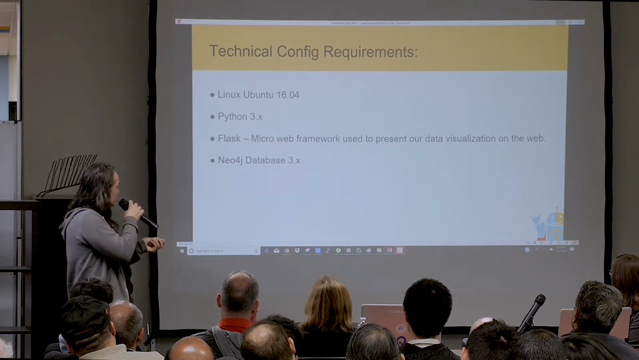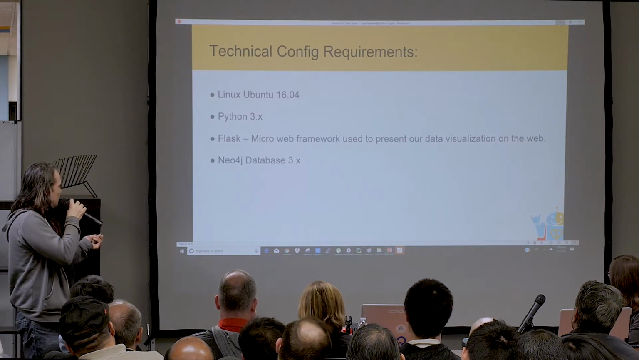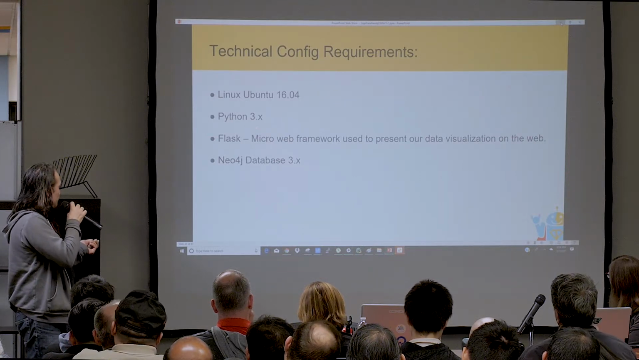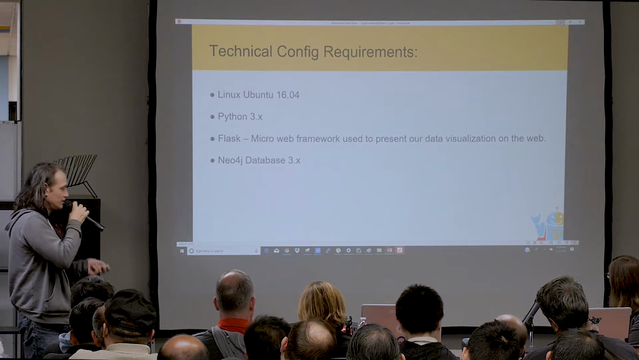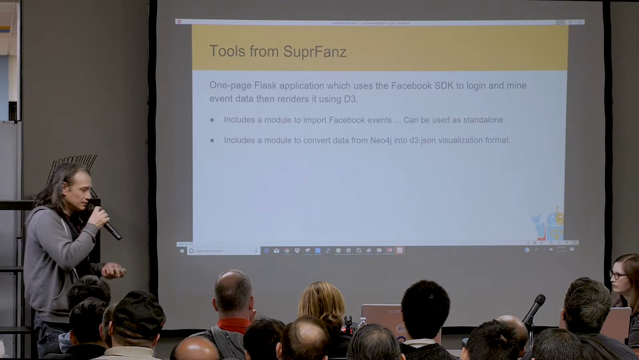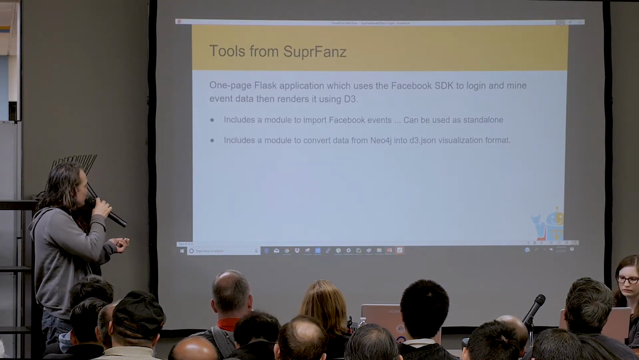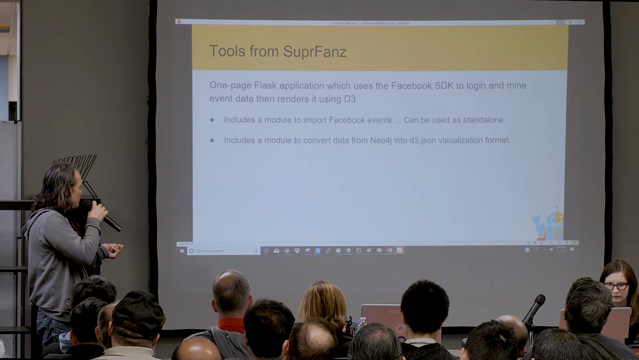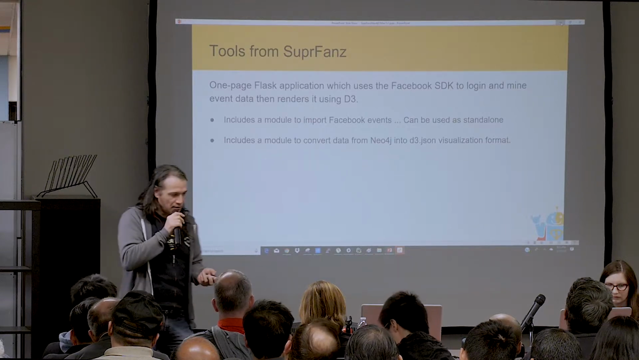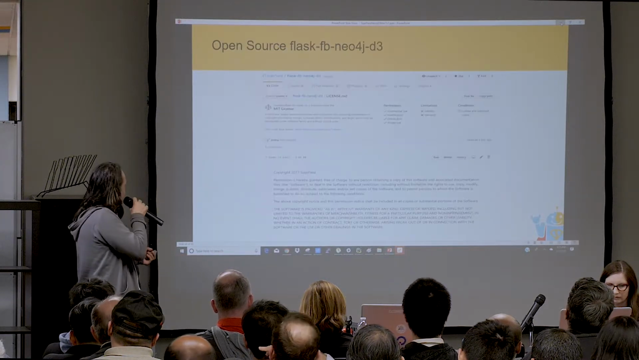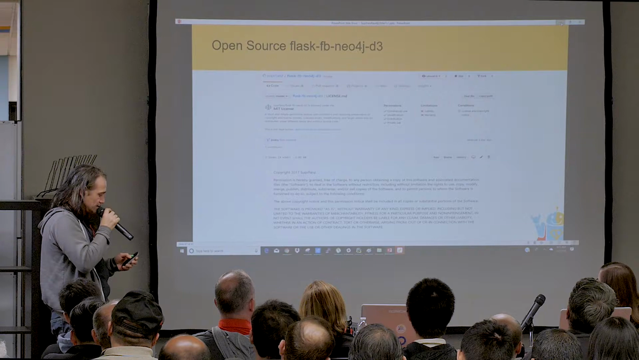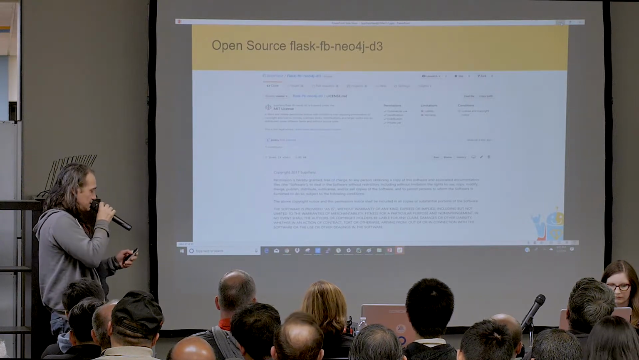From a technical prerequisites perspective, we're going to be running our application on Ubuntu 16.04. We're going to be using Python 3.x, Flask, and Neo4j 3.x. As I mentioned before, we've created some tools to get you started. We include a module to import the events. We also include a module to help convert the data from Neo4j to D3 for visualization, and we'll show you how that works. This is all open source, freely available, and licensed under the MIT license.